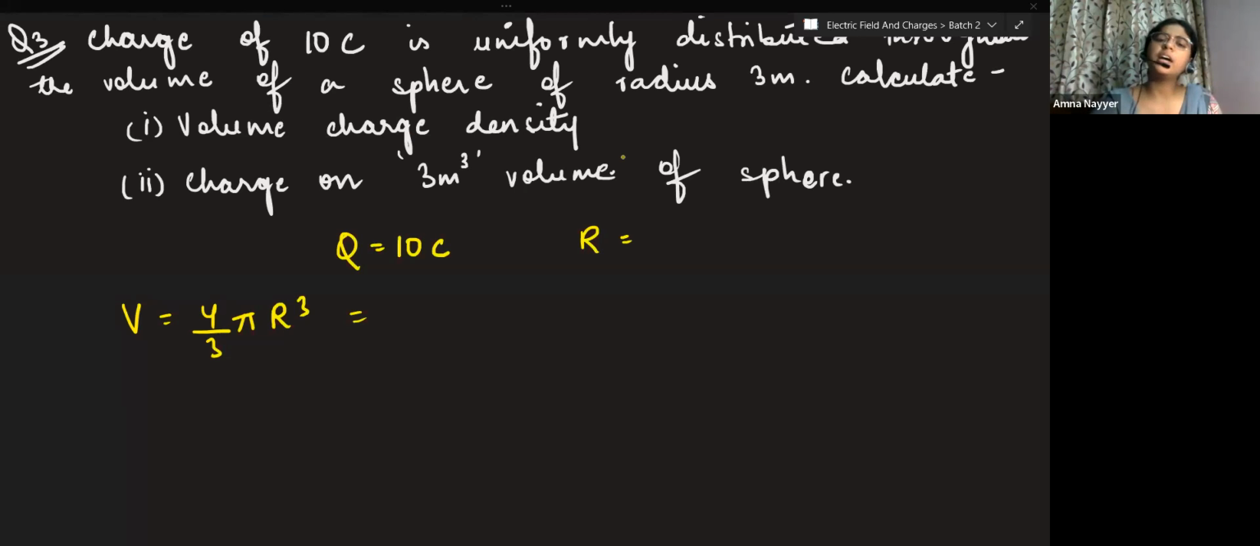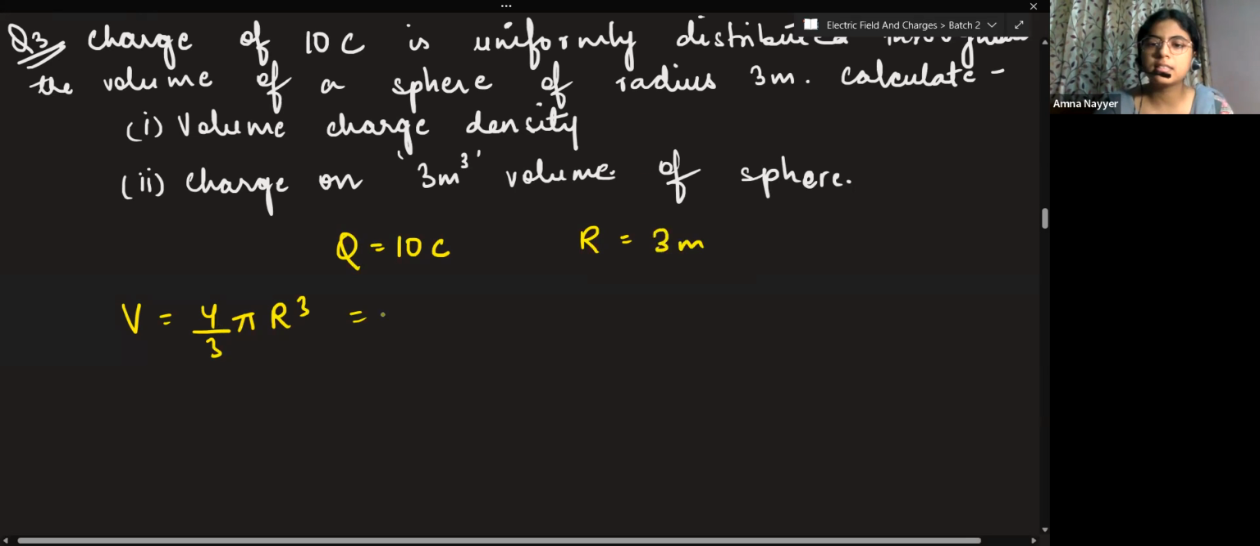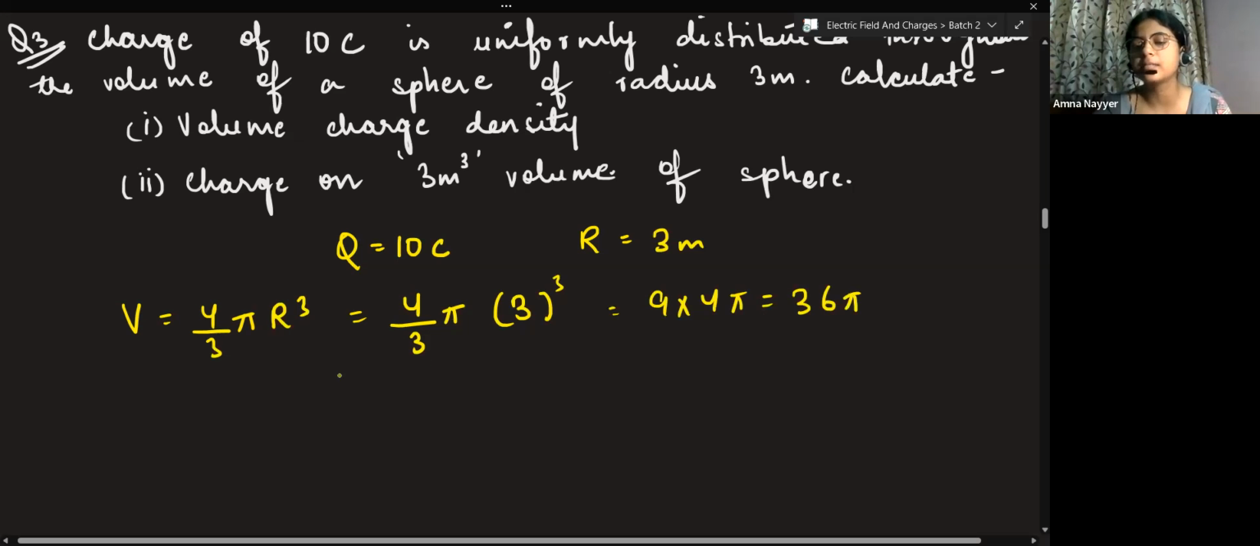Hamza, you can leave the answer in terms of pi. No need to calculate it. Just give the answer in terms of pi only. Radius is 3 meters. So this will be 4 by 3 pi 3 to the power 3. So one 3 will get cancelled. This will be 9 into 4 pi, that is 36 pi.